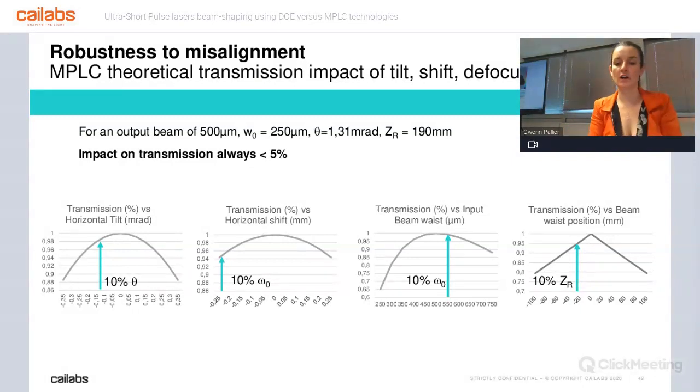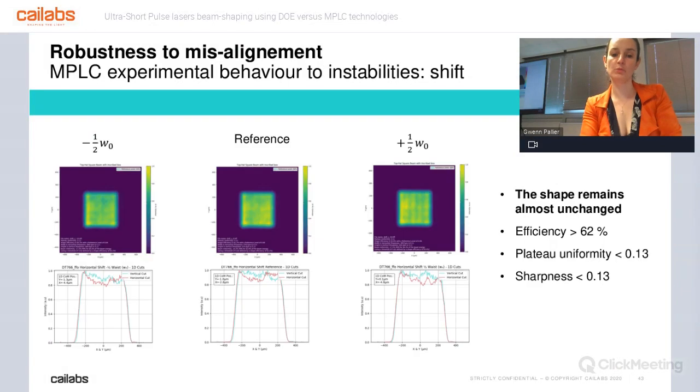So here is the transmission that we are having when we are only tilting the beam, when we are only shifting the beam, when we are having the beam waist, which is either too big or too small, or when we are having defocus. So the waist is of the good size, but it is not at the right position in the system. What you can see is that for actually pretty big differences, 10% of the tilt, 10% of the shift, 10% of the waist, 10% of the relay range, in every case we have a transmission loss of less than 5%. Actually, most of the time it's only 1 or 2%. It is important to say that you won't lose a lot of energy due to the mode cleaning.